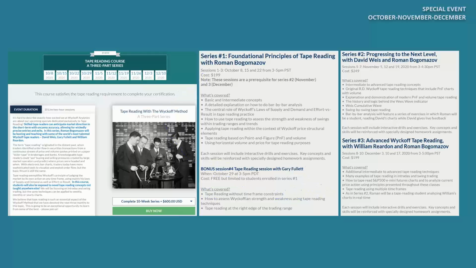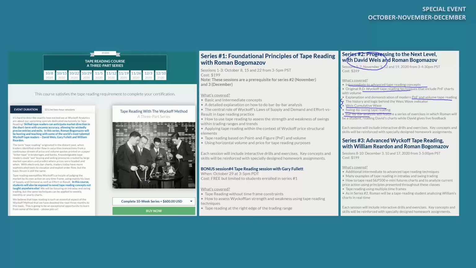And then we're extremely honored and excited to have David Weis joining us for series number 2. This is a rare appearance, so I would definitely recommend it to anyone who wants to learn how to tape read. Intermediate to advanced concepts: we're going to start with some of the original Wyckoff work. We're going to do the PNF and volume reading. We're going to go through the history and logic of the Weis wave that David constructed many years ago. He's going to explain how his cumulative wave works. And then, again, we're going to revisit the swing and bar-by-bar analysis.